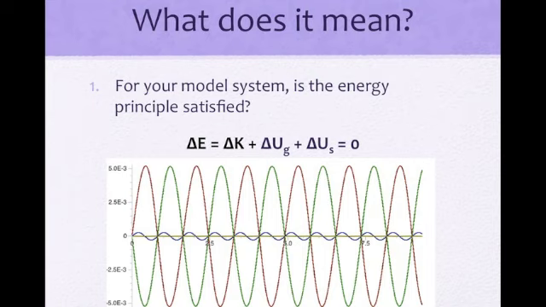Now I will address two what does it mean questions. The first one is, for your model system, is the energy principle satisfied? Remember that the energy principle equation is delta E equals delta K plus delta UG plus delta US equals 0. In this example, the energy principle is satisfied. If we look at the graph from the model of the different components of this equation, we should focus on the yellow line, which is strictly along the x-axis. That is delta E, which is an addition of all the components of the energy principle, which all add up to 0, satisfying the energy principle.